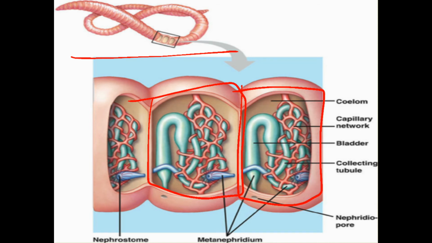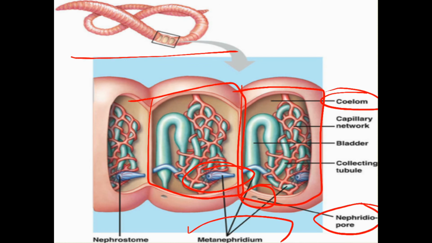The body cavity of earthworm is called coelom, and the fluid present inside the coelom is called coelomic fluid. Each segment consists of metanephridia, which are the excretory organs of earthworm bathed in coelomic fluid. Metanephridia consist of two pores. The first is nephrostome, the inner pore present here, and the second is nephridiopore, which is present on the outer skin. It also consists of collecting tubules and capillary network.